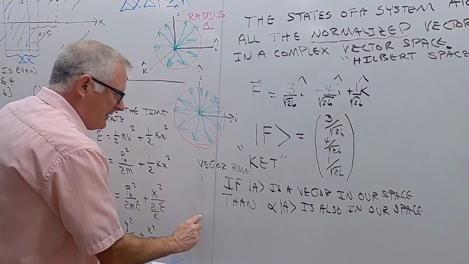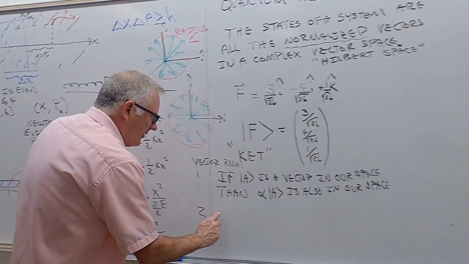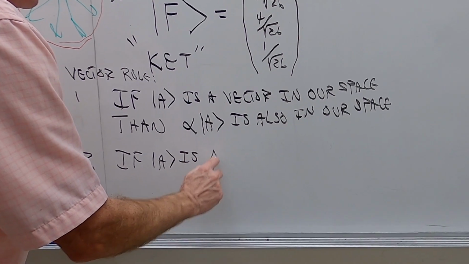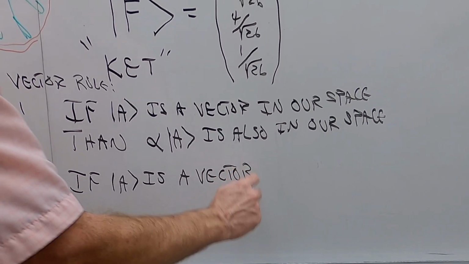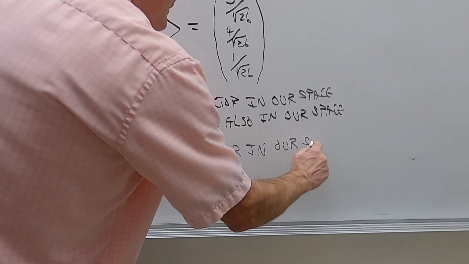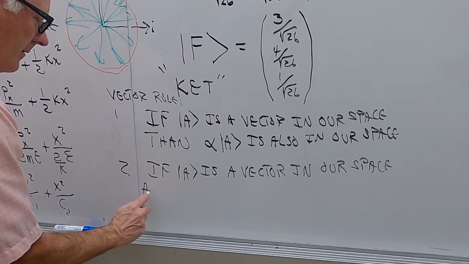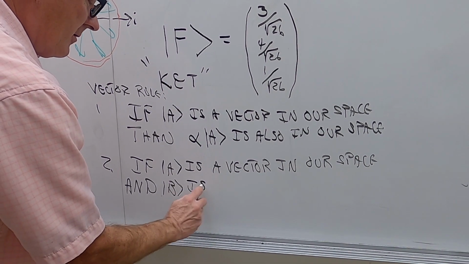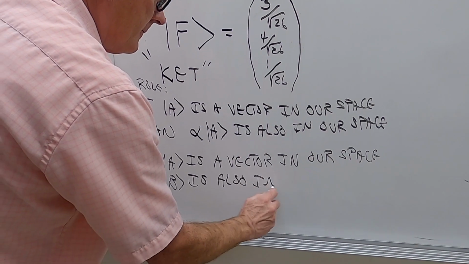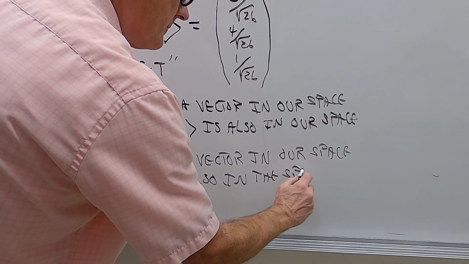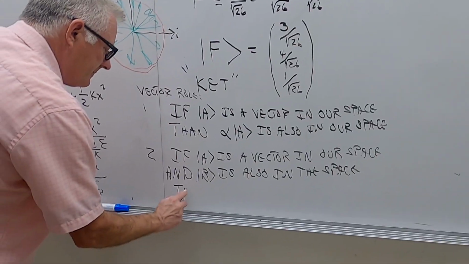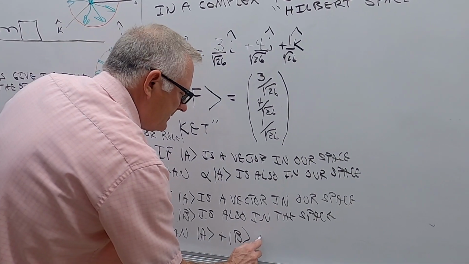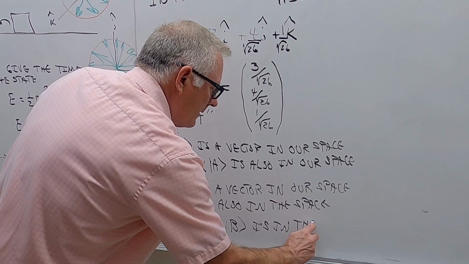The second one, I think we did this already: if A is a vector in our space, and another vector B is also in the space, well then A plus B is in the space.